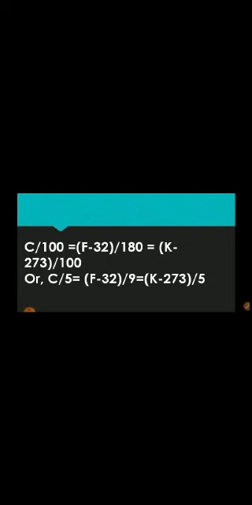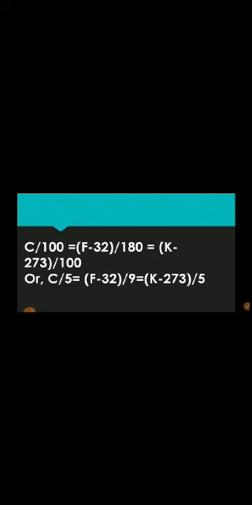You know that K is the temperature in Kelvin scale, minus 273 is the lower fixed point in Kelvin scale, divided by 100. 100 means again the difference between the upper fixed point and lower fixed point in Kelvin scale. From there we are getting one relation.